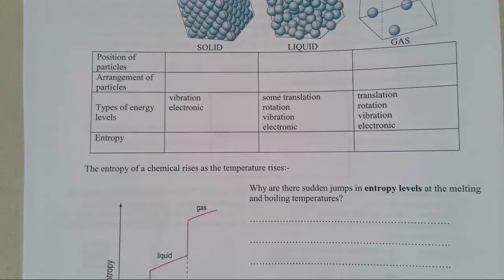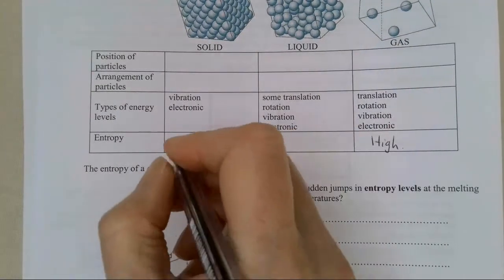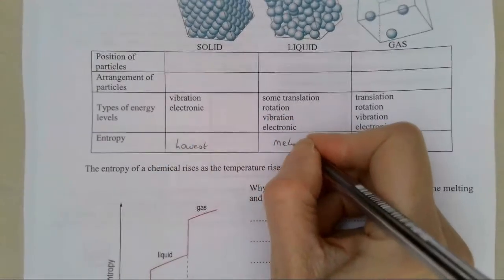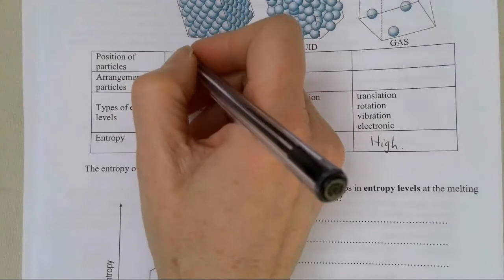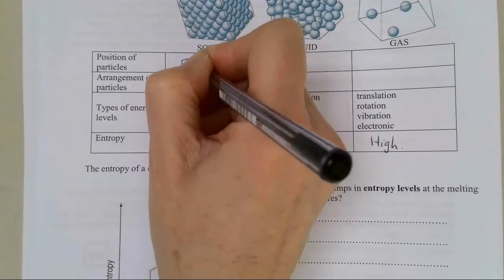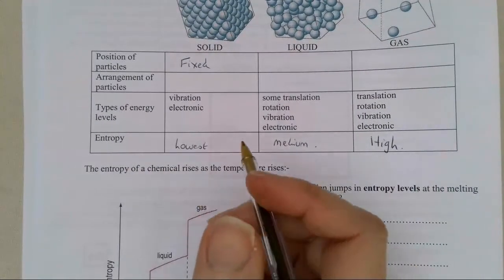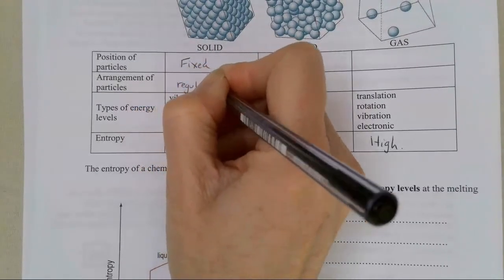So hopefully you're back now, and I'm just going to go through that table. Okay, so gases have the highest entropy, so that's high, very high. Solids have the lowest, and liquids are kind of in the middle. And that's because of how those particles are arranged. So in a solid, the particles are fixed. They can vibrate around their points, but they can't move around too much. And they're generally speaking in a regular pattern.